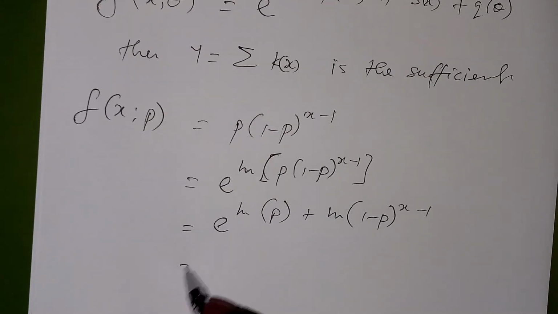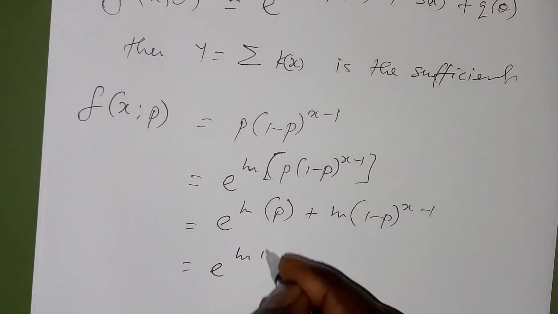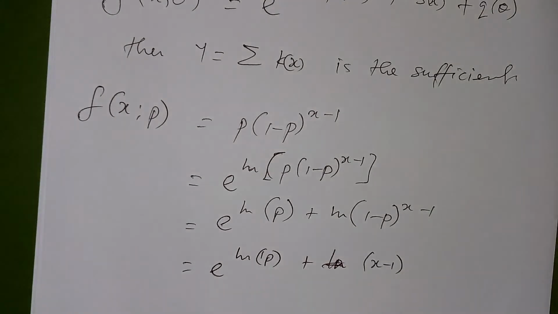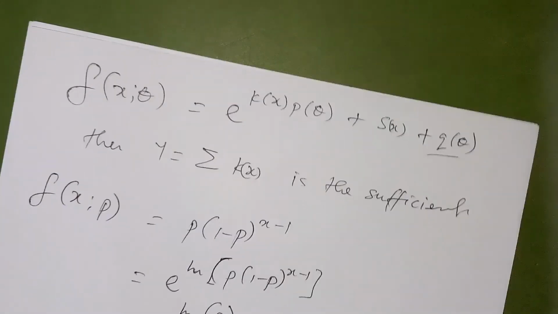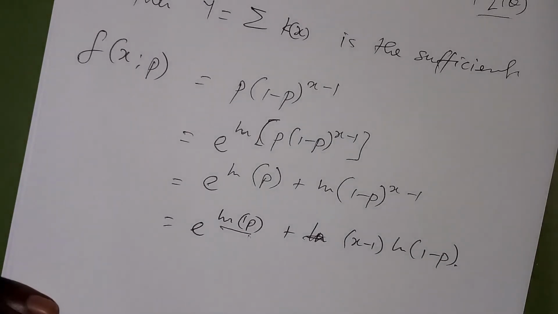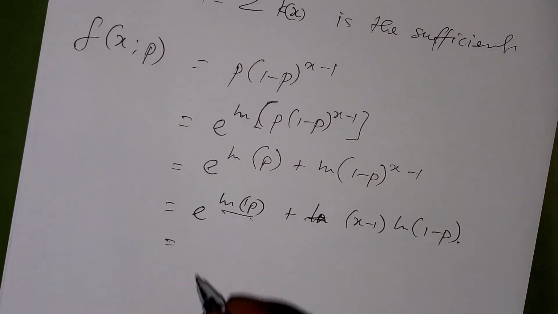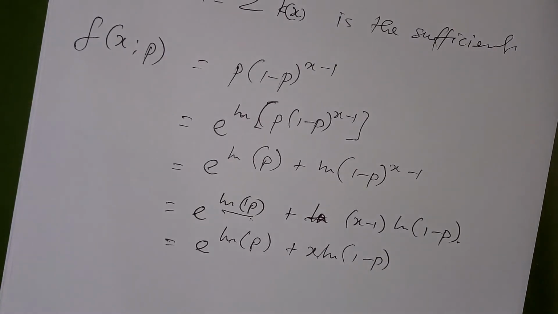Then we go on and play around with our laws of logarithms. We have e to the ln p plus, taking down the power, (x - 1) times ln (1 - p). From here we can see that this component, which depends on the parameter only, is this part of our expression. But we need to work around with the other one and see where we are going, and try to get the other components. So here we say e to the ln p + x ln (1 - p), subtracting ln (1 - p).